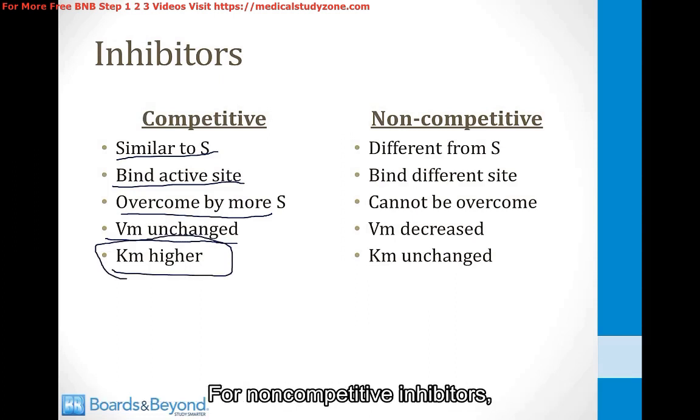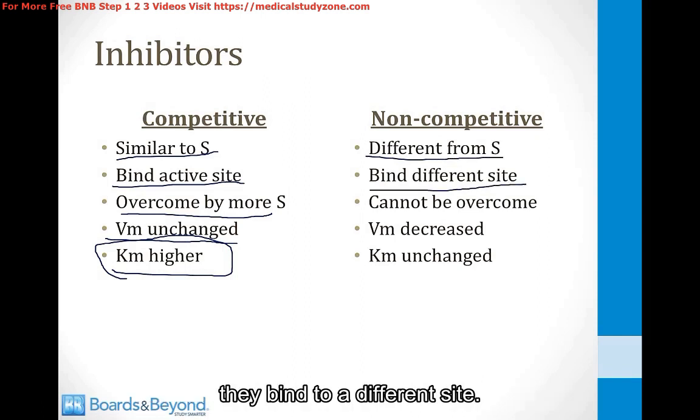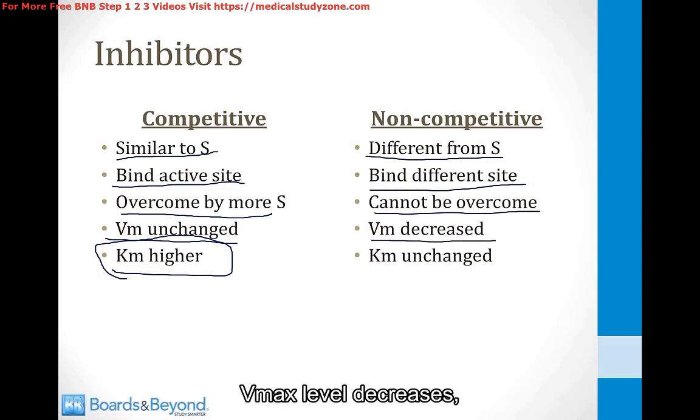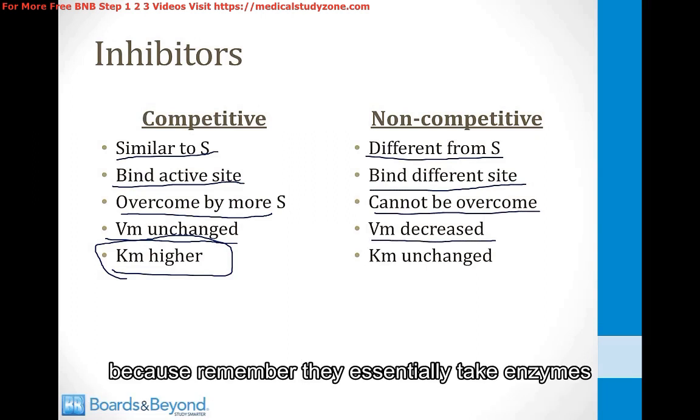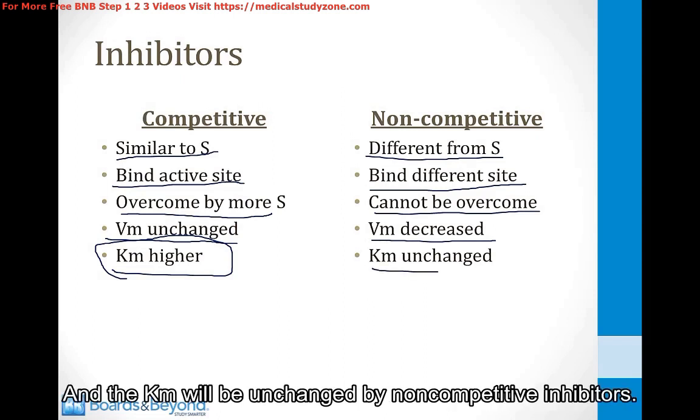For non-competitive inhibitors, everything is the opposite. They have a different shape from the substrate. They bind to a different site. You can't overcome their effects by adding more substrate. The Vmax level decreases because, remember, they essentially take enzymes out of the system by blocking their effects, and the Km will be unchanged by non-competitive inhibitors.